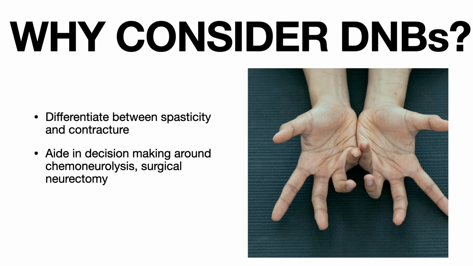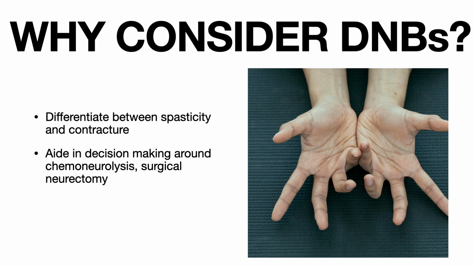Why would that be beneficial, and why consider these blocks? They can allow us to differentiate between spasticity and a fixed joint contracture. If you were to do one of these blocks on somebody who has a joint contracture, you wouldn't see an improvement of range of motion, and that might suggest that other interventions like toxin therapy with botulinum toxin would not be beneficial.